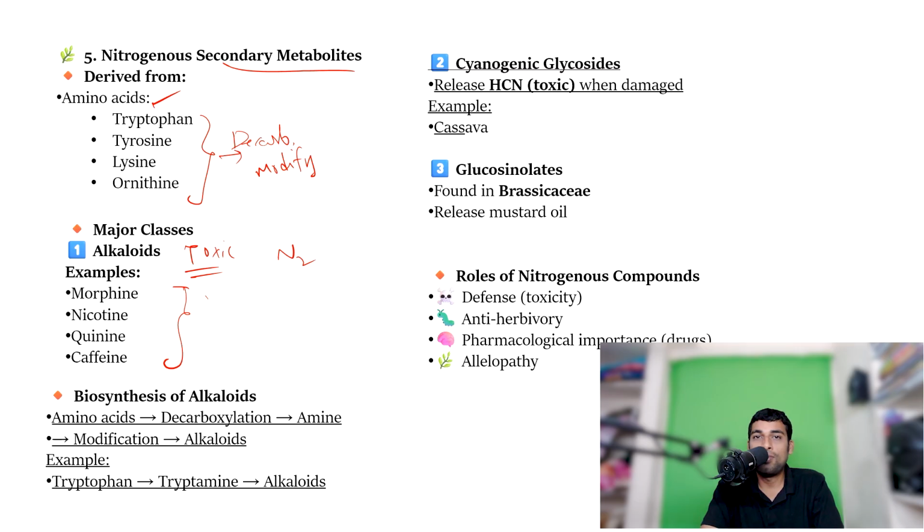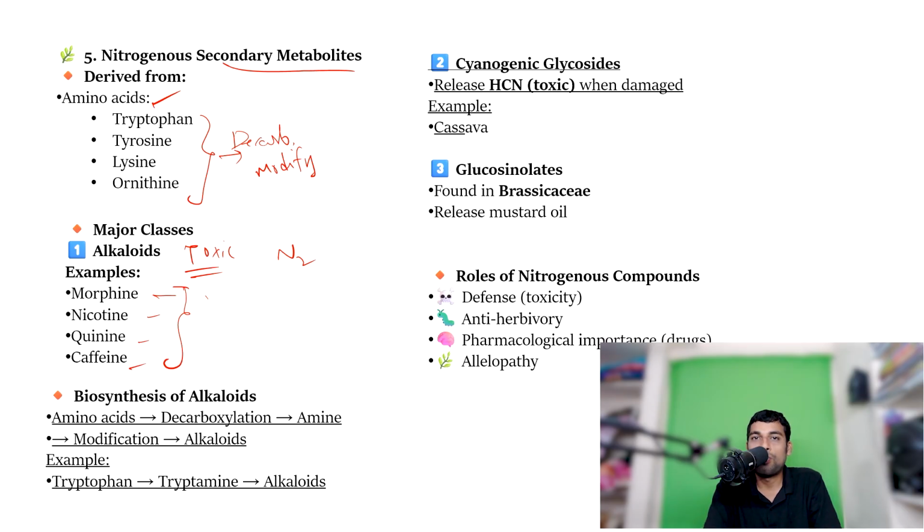Alkaloids are basic nitrogen containing compounds. Examples of alkaloids are morphine, nicotine, quinine, caffeine. Now you understand what are alkaloids. These are very dangerous to us. I already told you one thing that these are produced from amino acids undergoing some modifications.